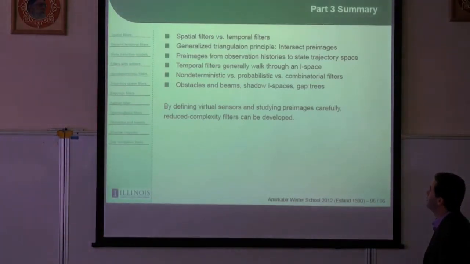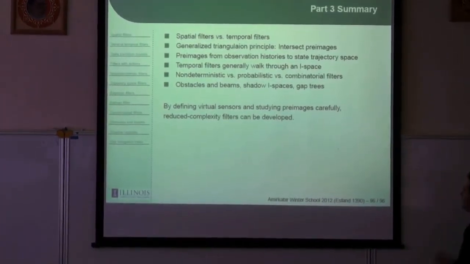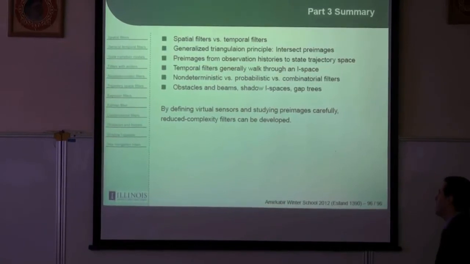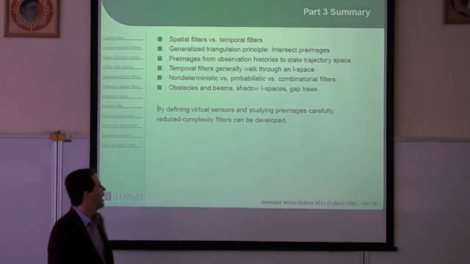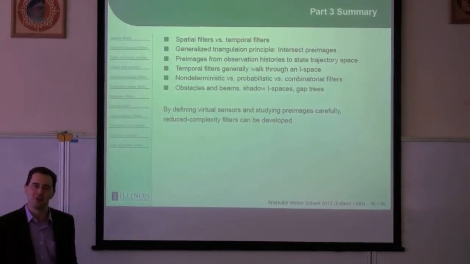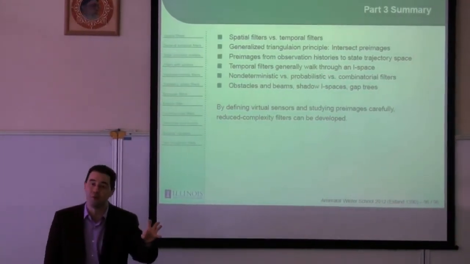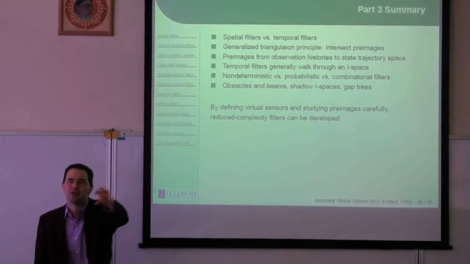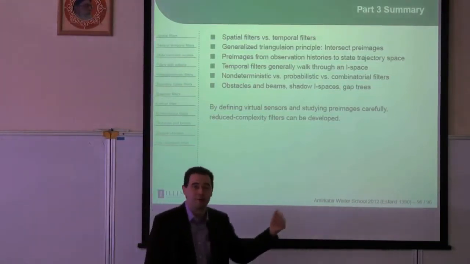We took the preimages of observation histories and went from that to the state trajectory space. We looked at temporal filters. These can be viewed as traveling through or walking through an information space. If you're always producing some kind of information state, I showed you one very simple one that only had 4 information states for keeping track of whether 2 bodies are in the same region. Remember that? So, the shadow information space is another one.